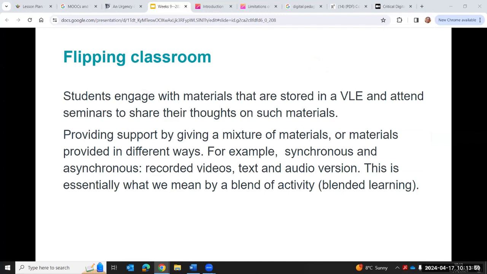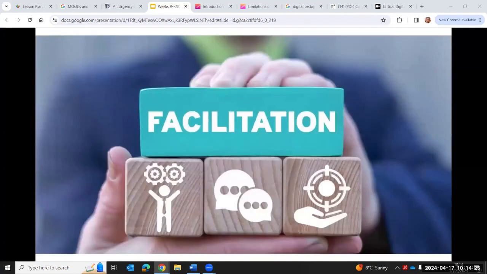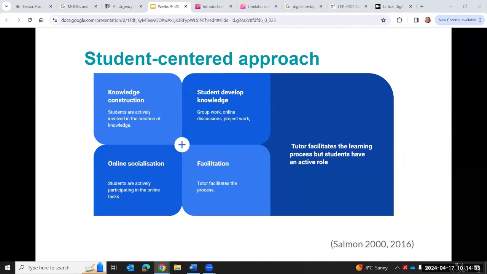Flipping the classroom, we've mentioned this before as well. One of the very, very common methods in online learning is that you provide materials for people to engage with before the session, and then you do activities during the session, and then you have post-session material that students can engage with after the class. We've also mentioned facilitation, and facilitation is all about making sure that the learning process is student-centered rather than teacher-centered.